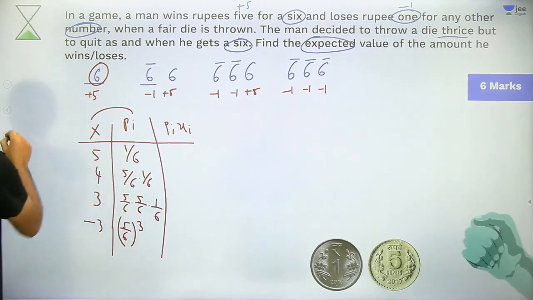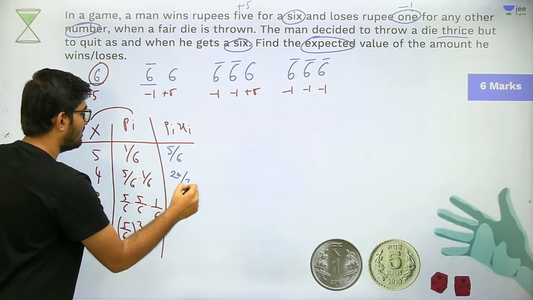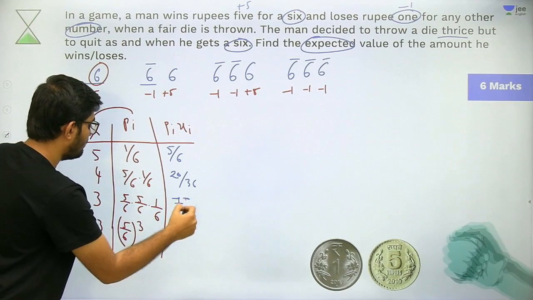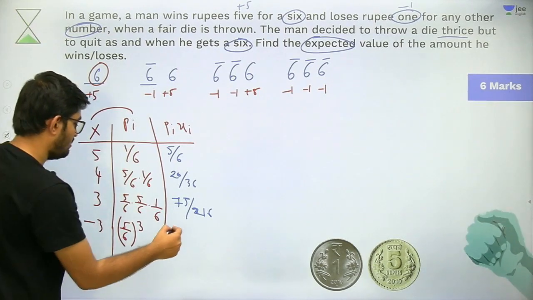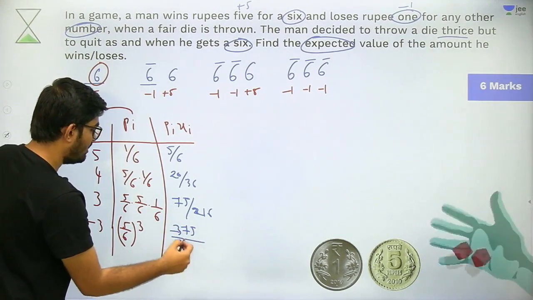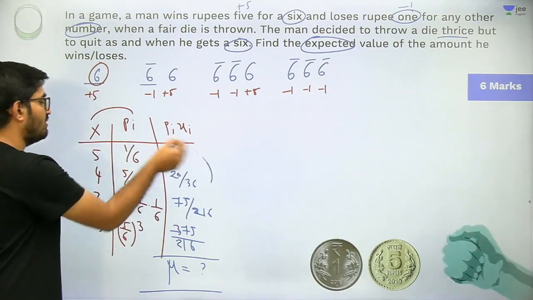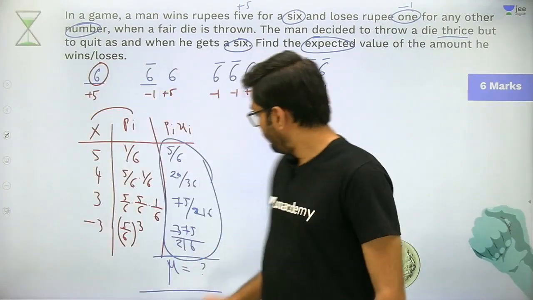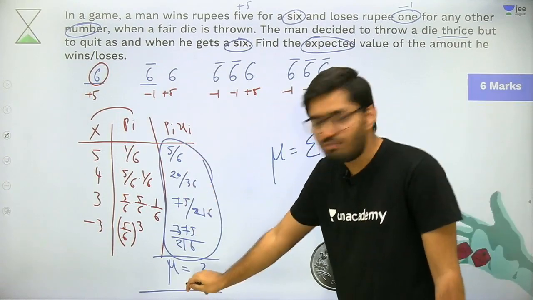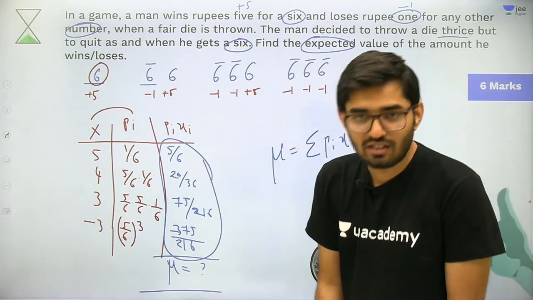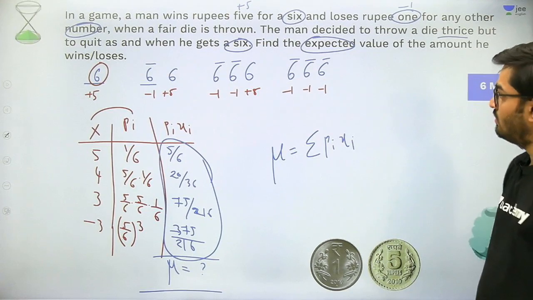So just multiply both the columns. If we multiply, this into this, 5 by 6, here you will get 20 by 36. This will be 25 into 3, so 75 by 216. And 125 into 3, so that's 375 divided by 216, and then you have to add everything. Whatever you get here will be the mean. The formula for mean is sigma pi xi. So this column is pi xi, then find sigma. Sigma means summation. If you find the summation, you will get the answer. Yes or no? Understood, all of you? Hello, next question.